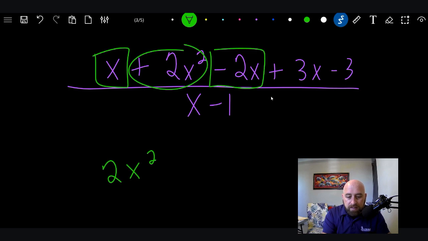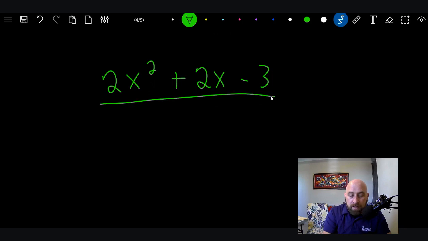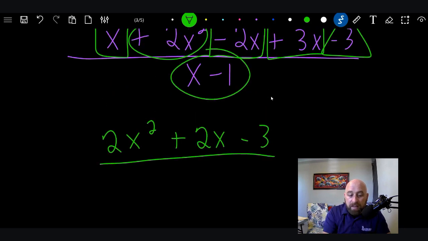So there's an x, and there's an x. Actually, let me take the sign with that. So x plus negative 2x gives me negative 1x. Negative 1x plus 3x gives me positive 2x. And here is a constant term, minus 3. And all of that is over our LCD of x minus 1.